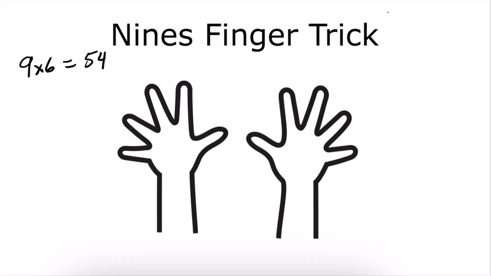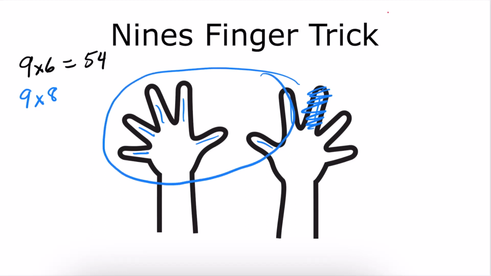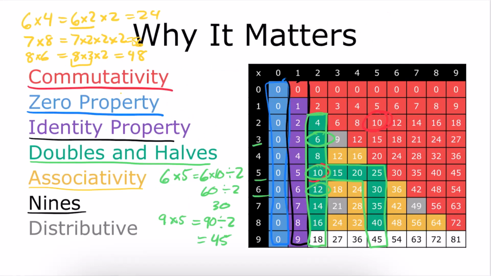And then you can do this for any number times 9. So you could do like 9 times 8. If you count over 1, 2, 3, 4, 5, 6, 7, 8, and you fold this finger down, the number of fingers on the left is 7, and the number of fingers on the right is 2. And so that's one trick that's really helpful for helping kids learn the nines. And so that basically knocks out this entire row for memorization.